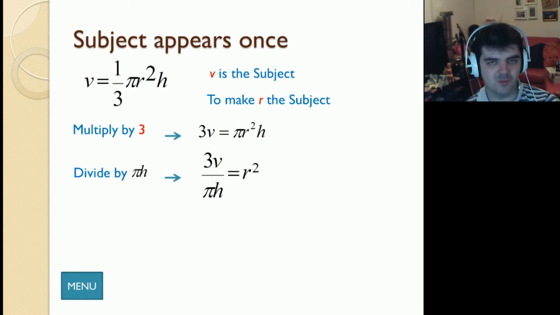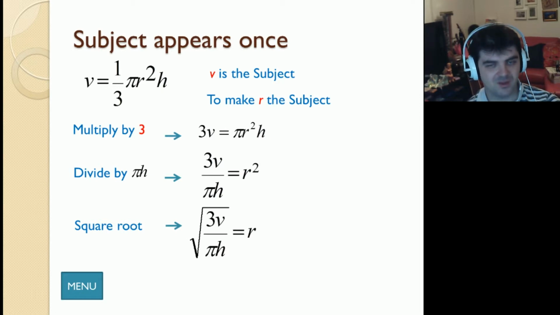If we're going to remove the squared, if I bring a squared over the other side, what's the opposite of squaring something? Well, it's the square root. So if I move the squared over the other side, we will then get the square root of 3V over pi h equals r. And that's about B level.